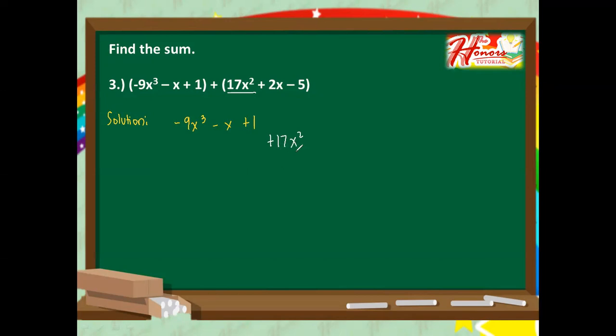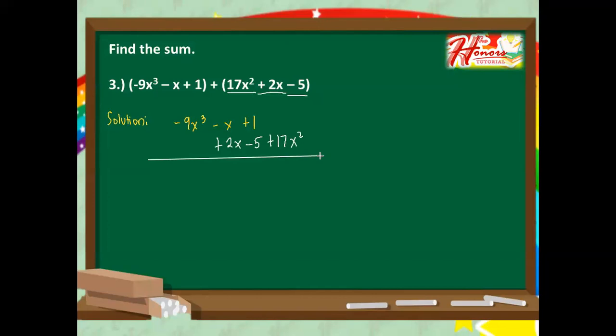Just write it here. Next, how about plus 2x? We will write it below minus x because they are partners, same variable, same exponent. Next, negative 5. We will write it below positive 1. This is because they are both constant.